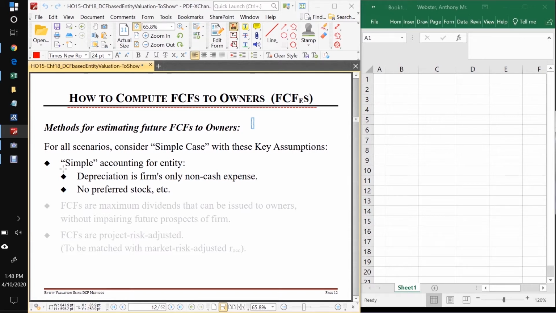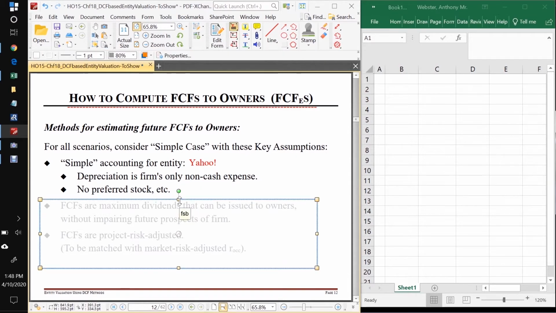So we'll say we have simple accounting, hooray for that, right? Okay, we'll keep the accounting simple. You accounting majors, you got to go elsewhere for more complicated stuff here. So what do I mean by simple accounting? Let's say that depreciation is the firm's only non-cash expense. And let's say there's no preferred stock or anything like that.